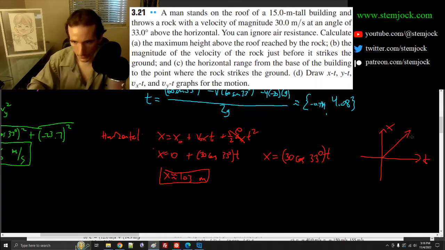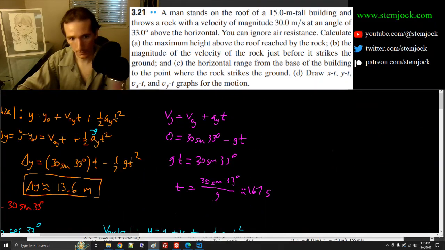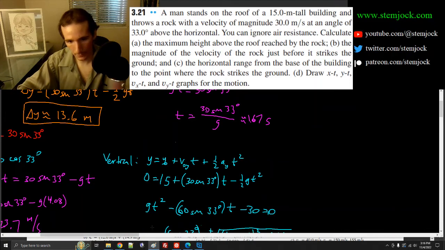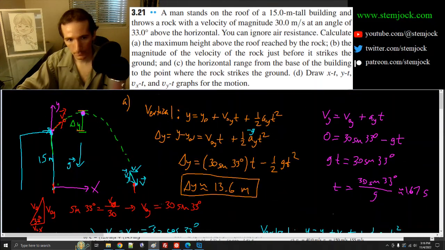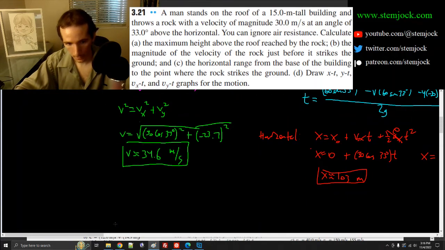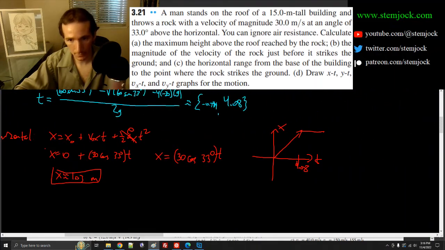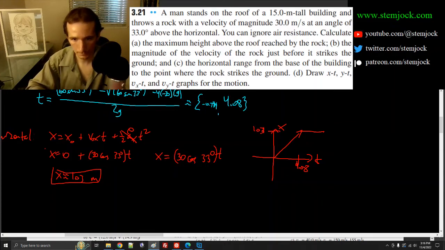And it goes up to 4.08 seconds, because once it hits the ground, the rock does not keep going indefinitely to the right. Once it hits the ground, it stops. So after 4.08 seconds, it just stays at the 103 meters. So this here is the graph of x versus t.